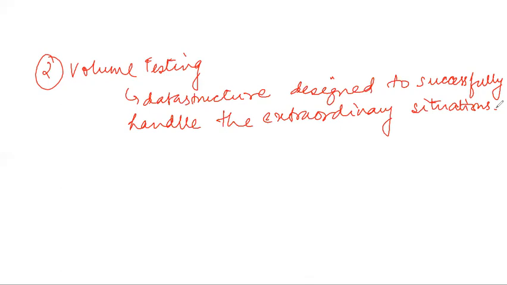For example, if I am making a compiler, it might check whether a symbol table overflows when a large program is compiled or not. So the data structure part will be checked under volume testing. The next we have is configuration testing.